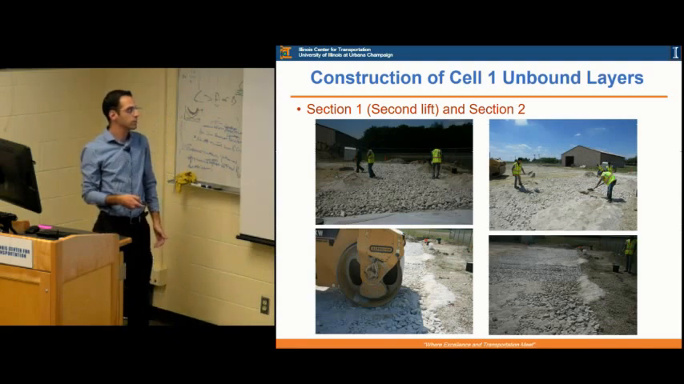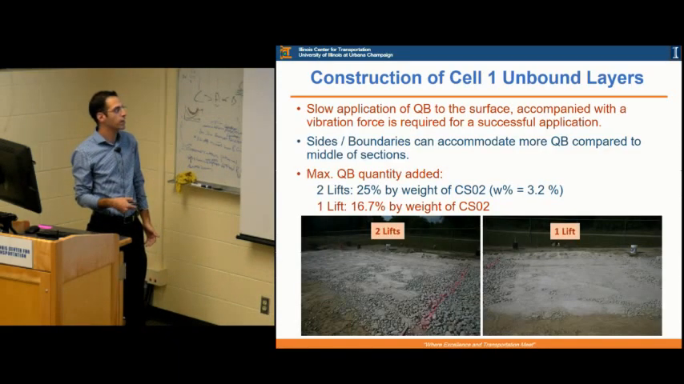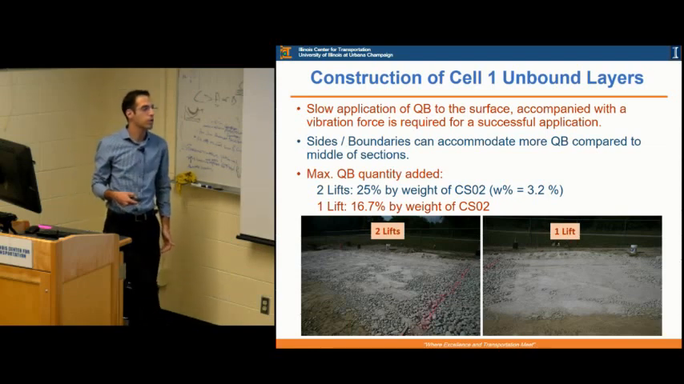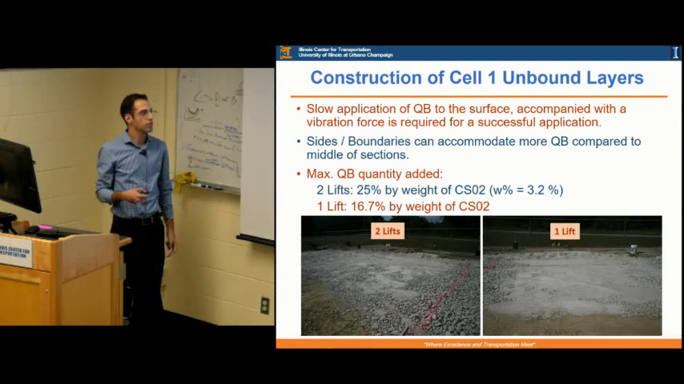And in the field, what we were able to pack as a maximum amount for the 2 lifts was the full 25% quarry byproduct by the weight of the CSO2, which we found in the lab. While in the 1 lift, we were able to pack only 16.7% by weight of the CSO2, mainly for 2 reasons. The first reason is the moisture content of the quarry byproducts in the field was a little bit higher than what we were experimenting with in the lab. So we had around 3.2% moisture content in these quarry byproducts.